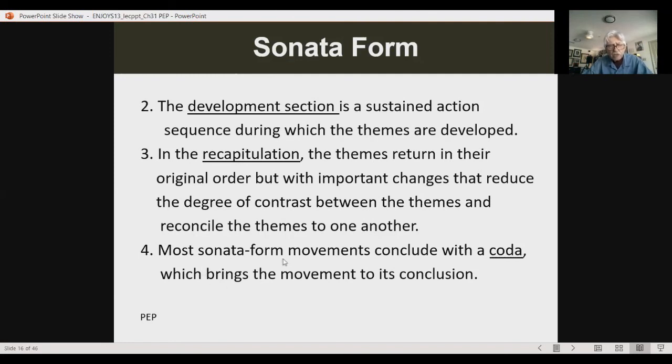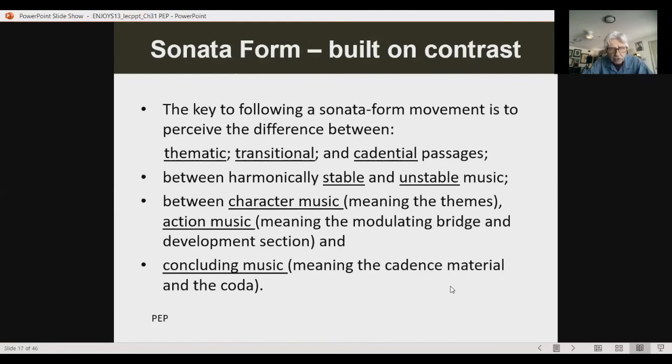Stability. Most sonata form movements conclude with a coda, right? A tail, which brings the movement to its conclusion. It doesn't have to have that. And sometimes they'll start with an introduction. So this sonata form is built on contrast. The key to following a sonata form movement is to perceive the difference between.